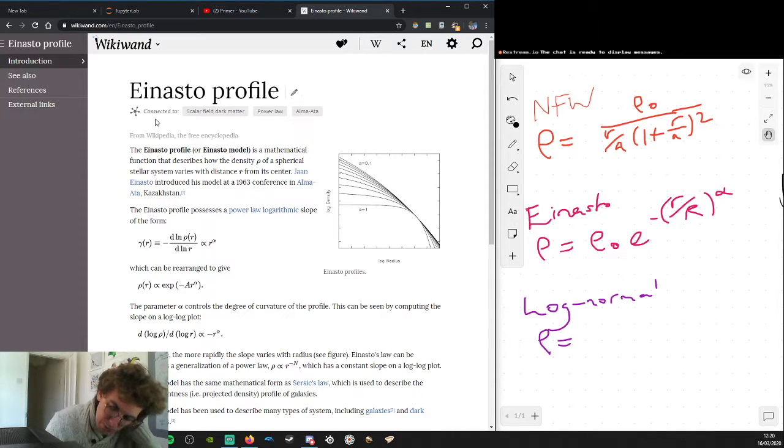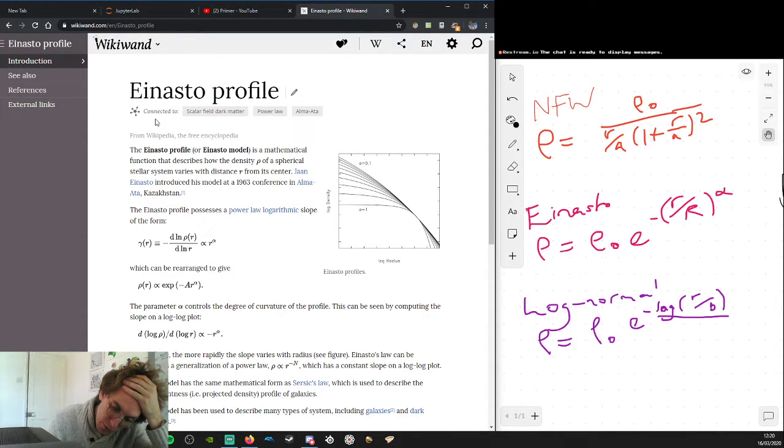Which is rho is rho naught e to the minus log r over, running out of letters, let's call it b, squared, which is equivalent to log of something minus log of a scale radius, sigma squared, all over r squared.